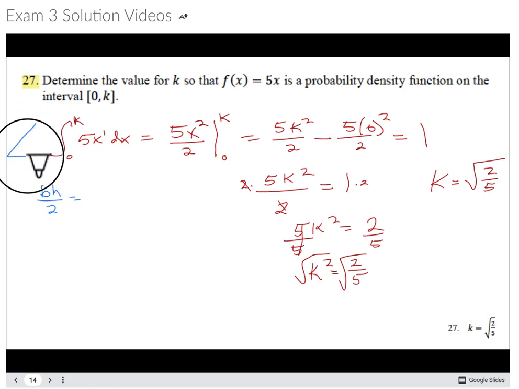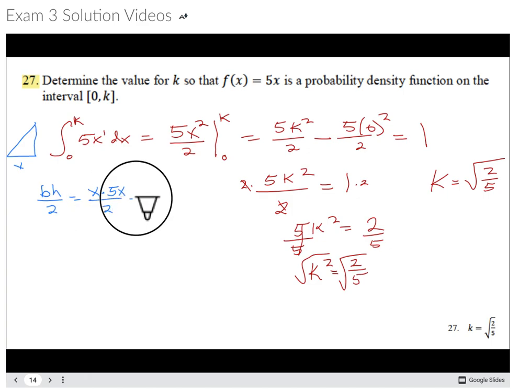The height here goes up to this curve, which is 5x. So the y value is 5x. So it's x times 5x over 2, which gave us our 5x squared over 2. And what is x? X is this upper limit k, right? It's how far out do we need to go so that this area here equals 1. So we would have gone through the same process there.